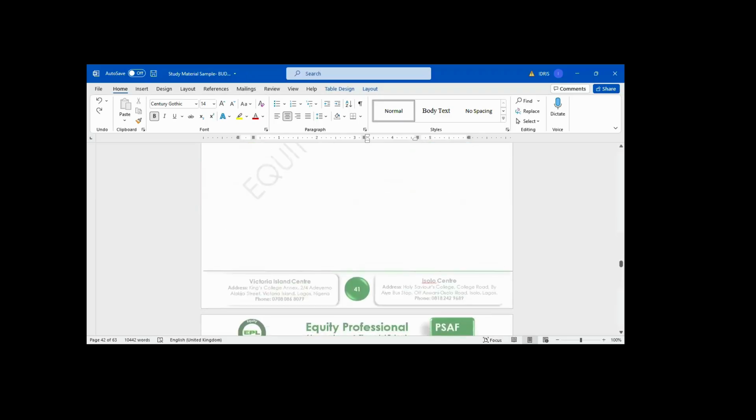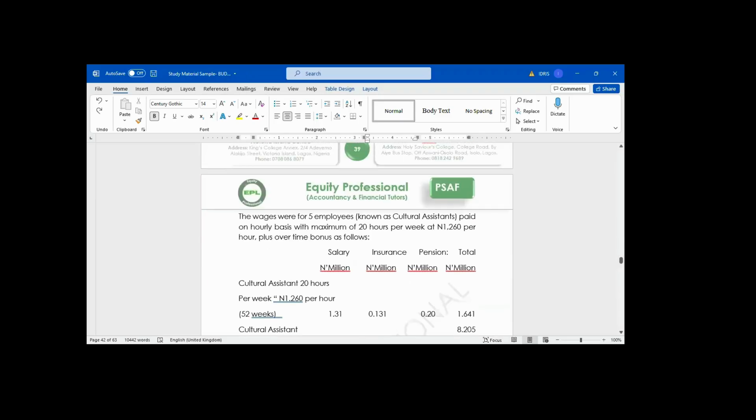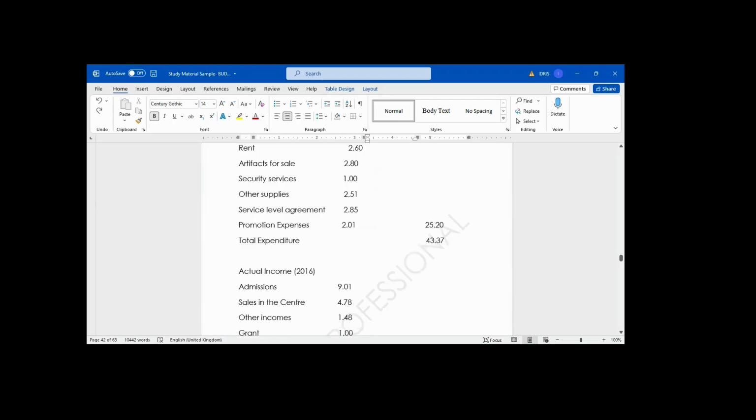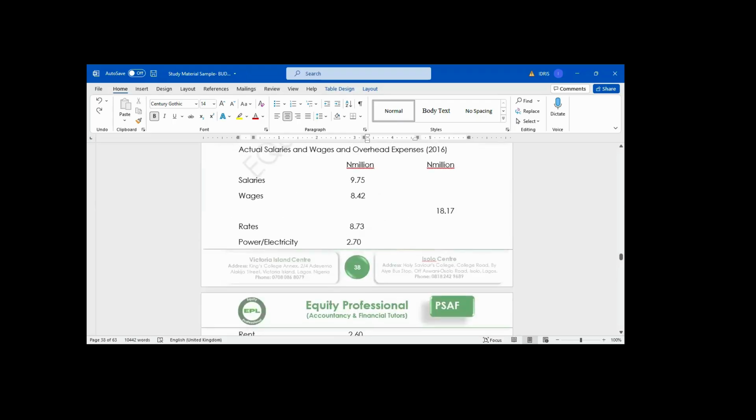After the rate, go to the question again. After the rate, which one is next? Power slash electricity. Power slash electricity, Abby. Yes, sir. So what are we giving on power slash electricity? What is the note on power slash electricity?